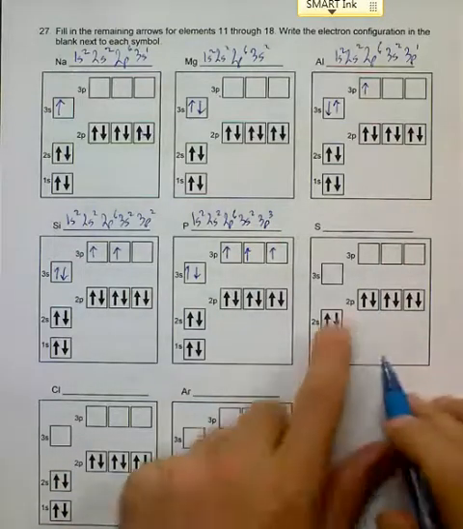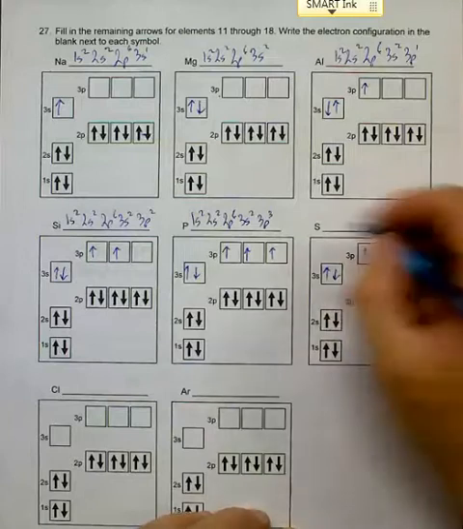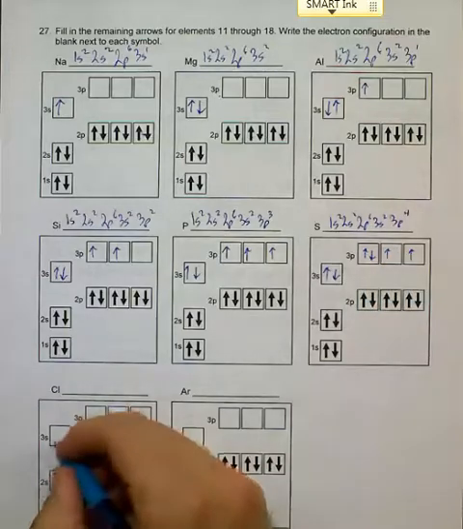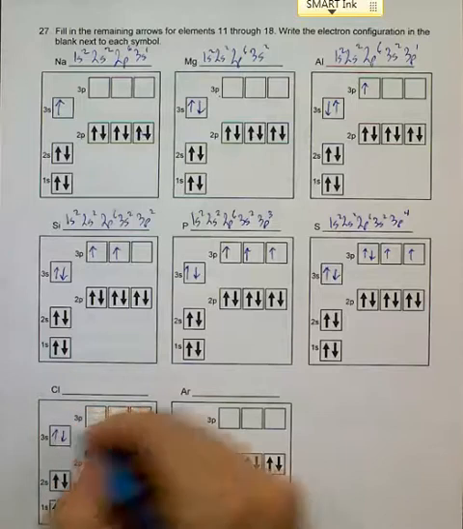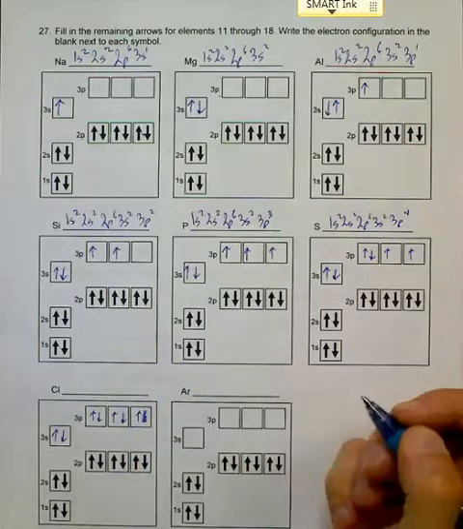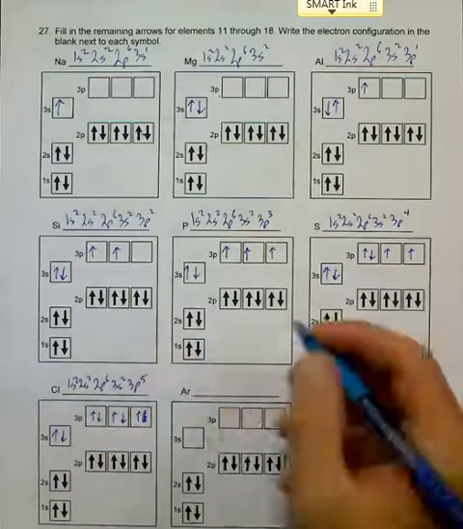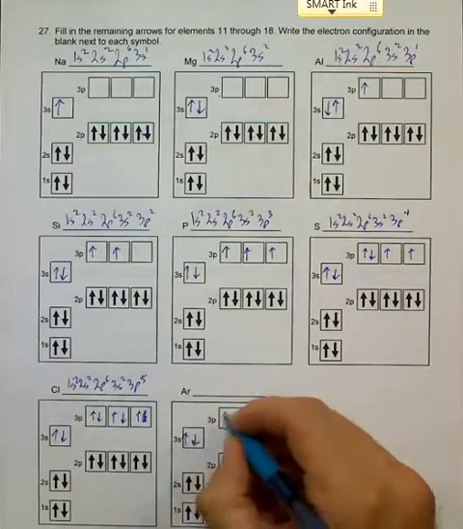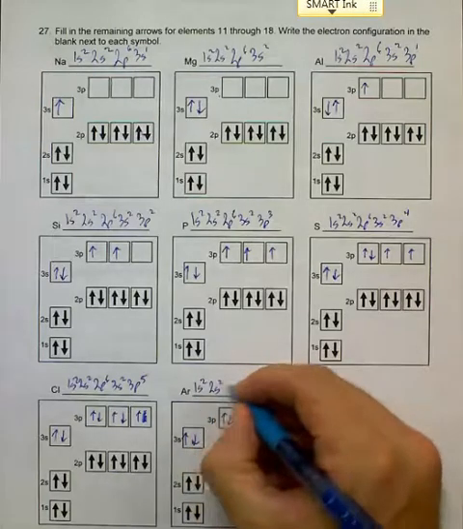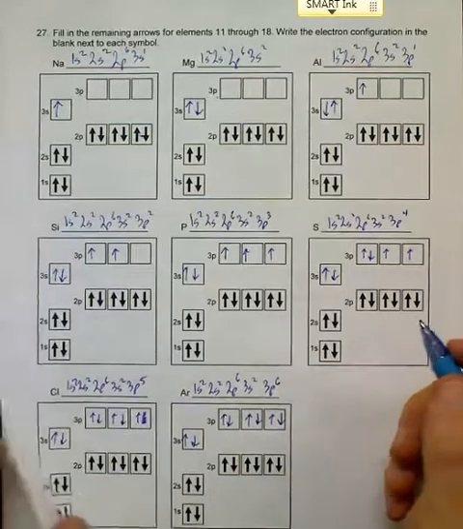Sulfur, 16 electrons, 2, 4, 6, 8, 10, 11, 12, 13, 14, 15, 16. 1s2, 2s2, 2p6, 3s2, 3p4. Chlorine, 17 electrons. Here's 11, 12, 13, 14, 15, 16, 17, and that's not an electron, my mistake. 1s2, 2s2, 2p6, 3s2, 3p5. Argon, 18 electrons. Here's 11, 12, 13, 14, 15, 16, 17, 18. 1s2, 2s2, 2p6, 3s2, 3p6. Let's head on to the next page.